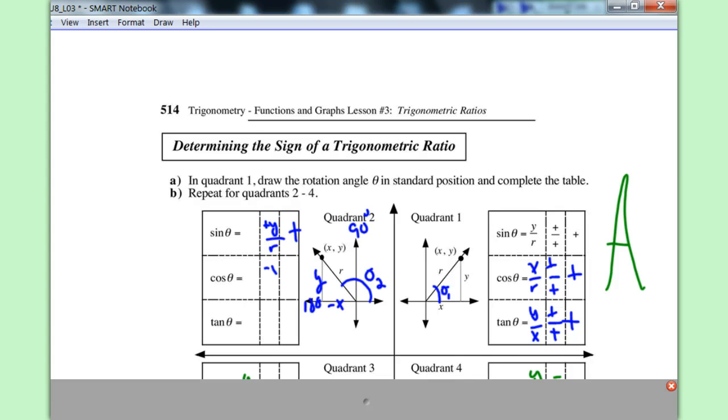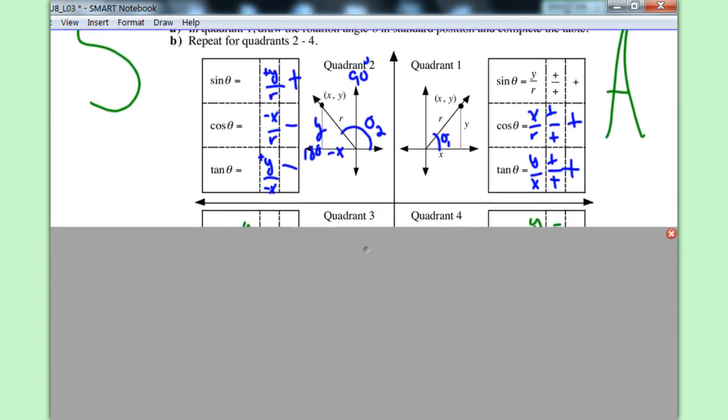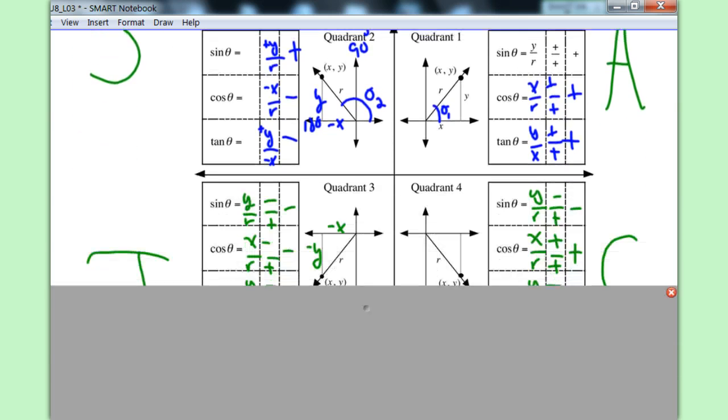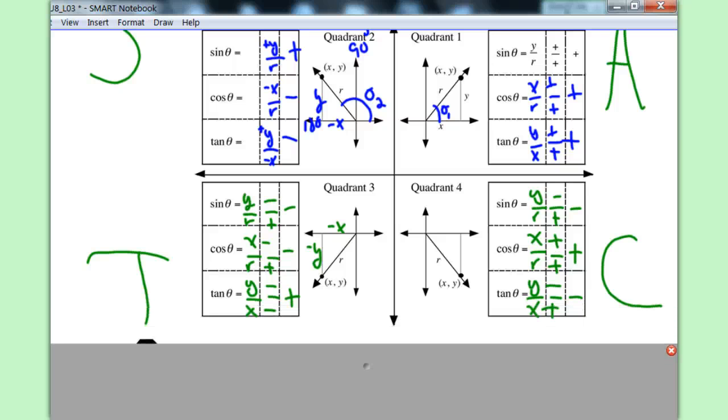You will have a minus x over r, which makes it negative. And you will have a positive y over a minus x, which makes tangent negative. So the only thing that's positive here is sine. I want you to continue that investigation and complete quadrants 3 and 4 to see what each ratio is, positive or negative. Okay, as you completed it, you would have seen something like this.